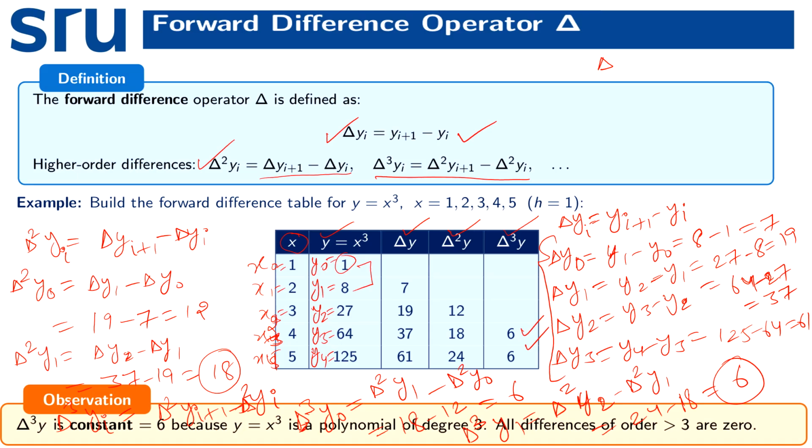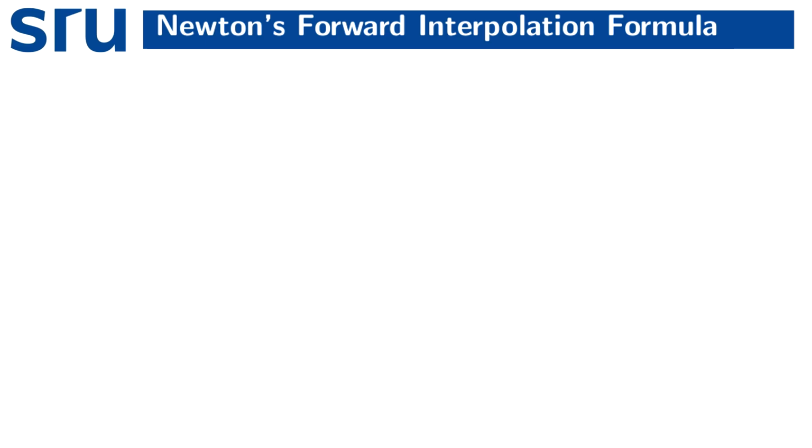So these are the final values in the table, which I showed you how to calculate. Now let's move to the next slide. Now we are going to study one of the most important results in interpolation, Newton's forward interpolation formula.